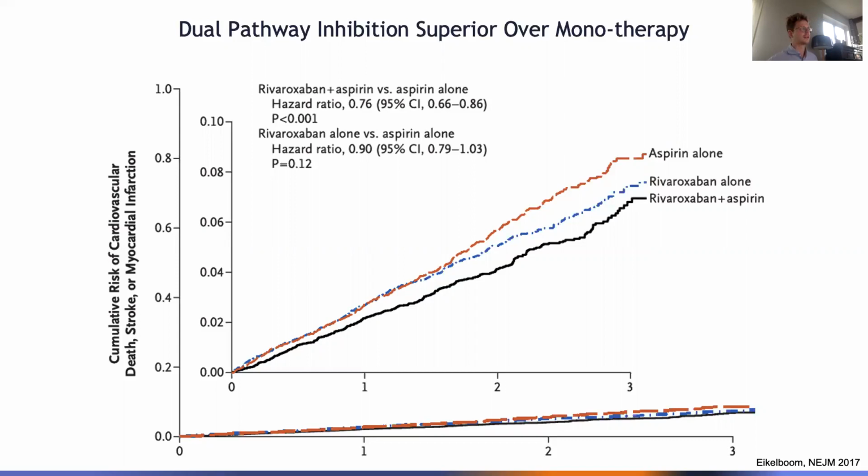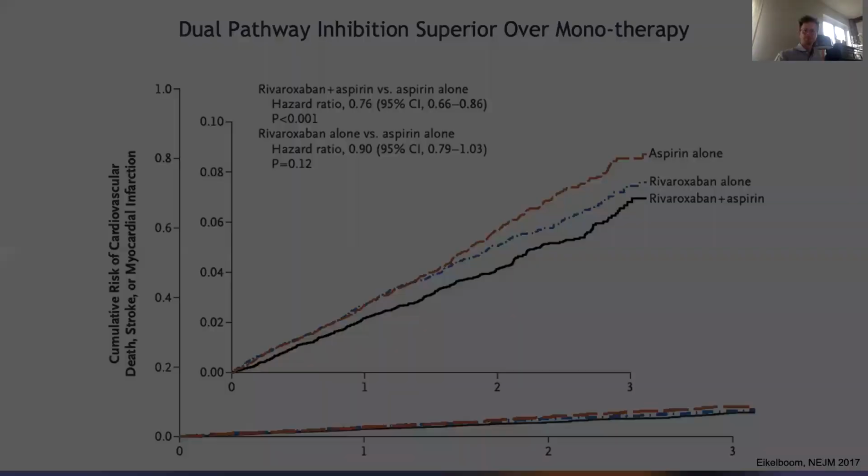But that's, of course, something that we have to dive in further in the future. And of course, rivaroxaban definitely also adds an additional antithrombotic effect. But it's still very tempting to speculate that also in these patients, maybe rivaroxaban also is vascular protective.